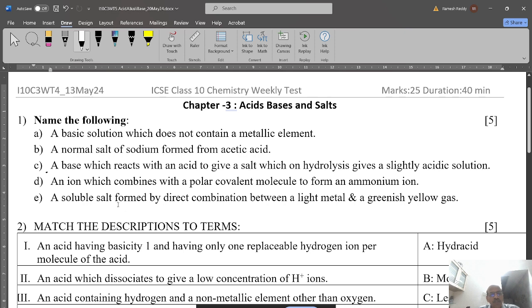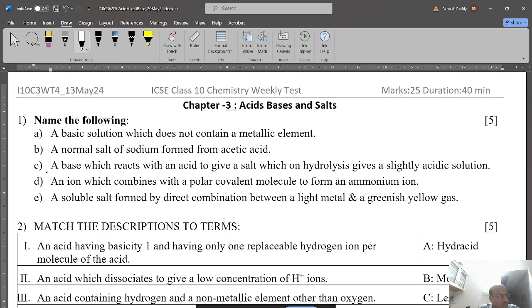Now, a soluble salt formed by a direct combination between a light metal and a greenish yellow gas. Which is the light metal? Among metals like iron, copper and so many others, aluminum is the light metal. That's why we use aluminum even for making the aeroplane body. Why? Because it is the light metal, right?